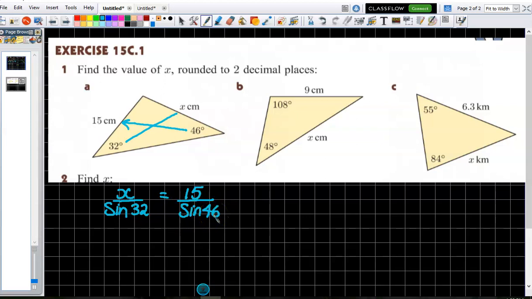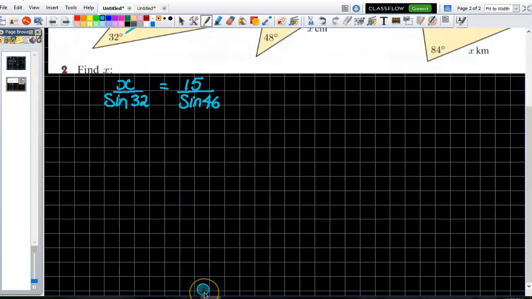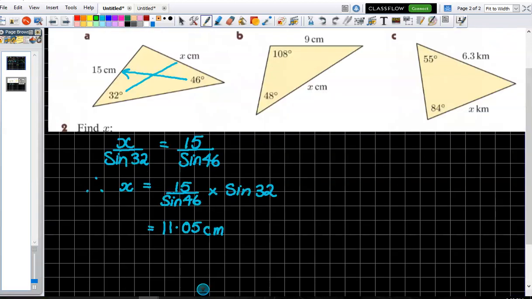I don't want X divided by sine 32, I just want X. So how do I get rid of the divide by sine 32? Times, so fancy it up, therefore X equals 15 over sine 46, get rid of the divide, we times, and it's all about our calculator. Making sure your calculator's in degrees, type it in, let's get an answer. Okay? Shh, thank you.